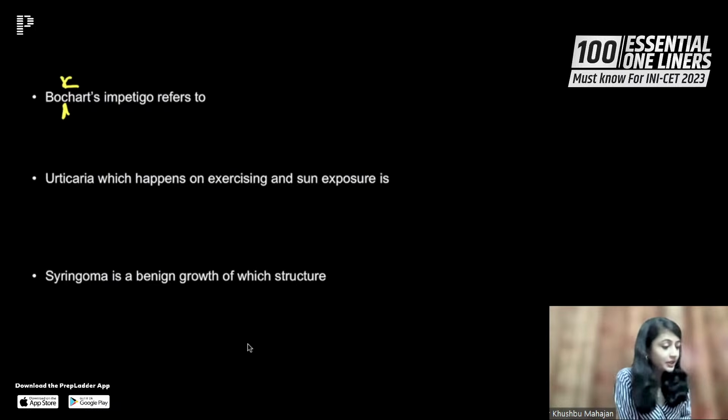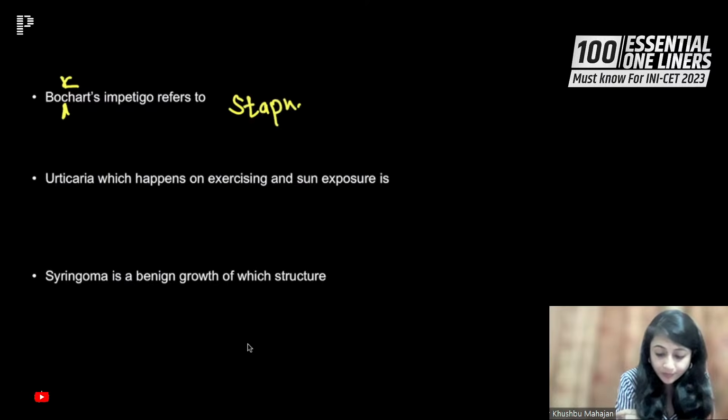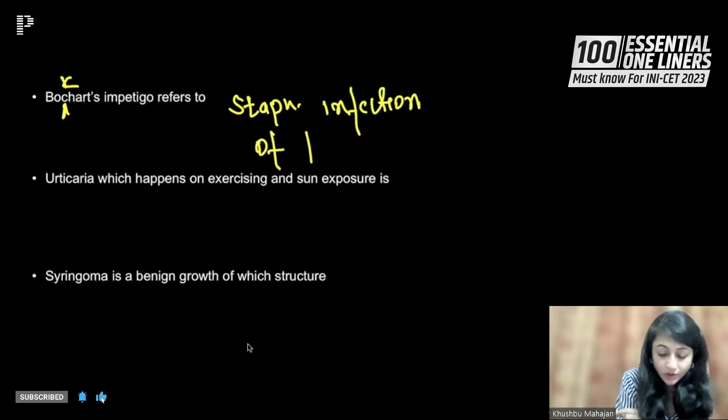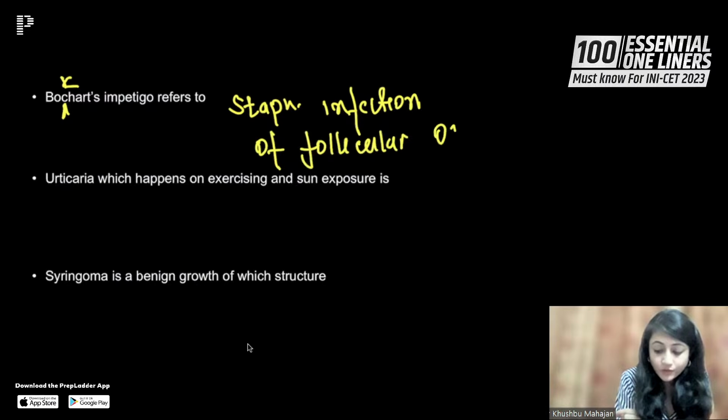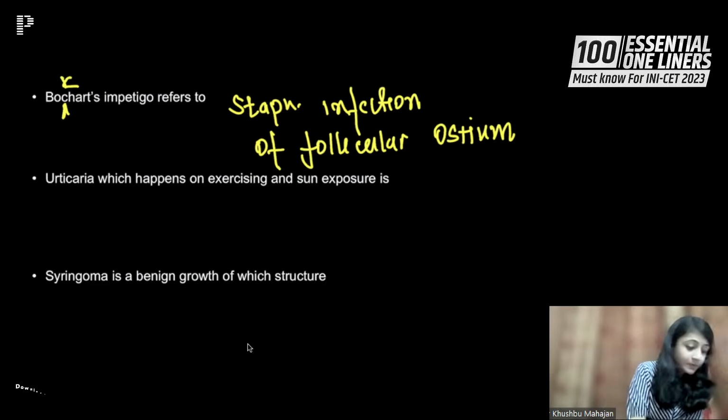So again, Himadri and Shelba, you are right. Bockhart's impetigo refers to a staphylococcal infection of the follicular ostium. So it is a type of superficial folliculitis which is caused by staphylococcus. So it is a staph infection of the follicular ostium.